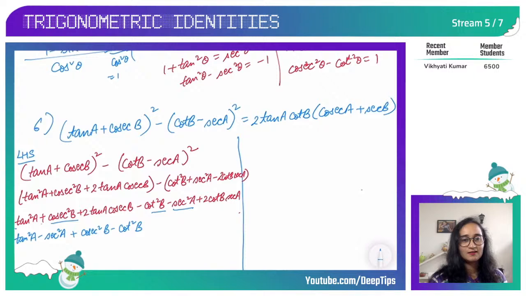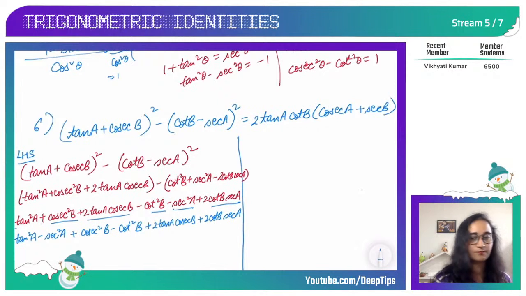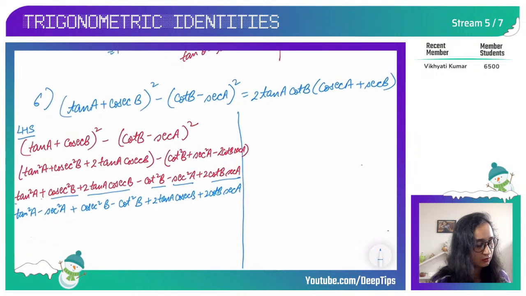Now I am left with 2 tan A cosecant B and 2 cot B secant A. I can't do anything much with them, but first let's write them: 2 tan A cosecant B plus 2 cot B secant A. Correct? Now let's substitute. I'm putting my equals to. So here minus 1 plus 1 plus 2 common.